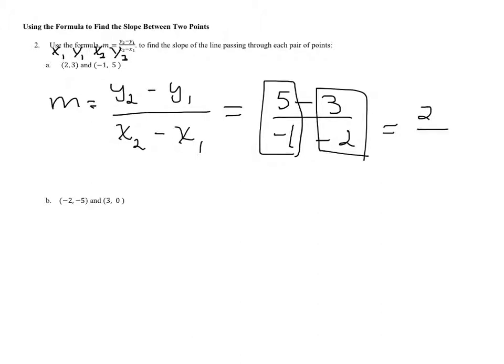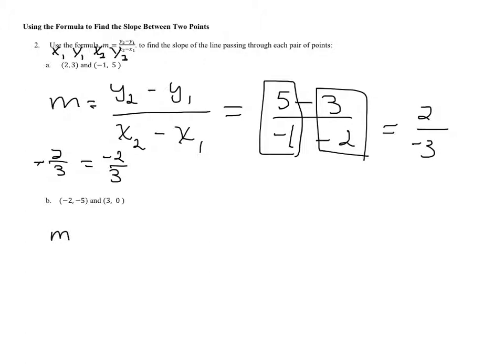Negative 1, take away 2. I owe you $1. I owe you 2 more. I owe you $3. So there's my slope, 2 over negative 3. Again, you can write it as negative 2/3 like this, or you can write it as negative 2 over 3. Doesn't matter. Still the same. Let's do the next one.